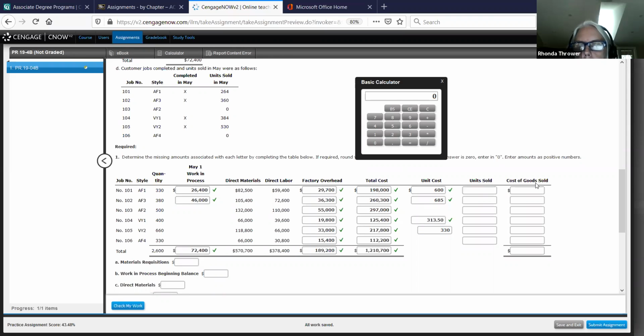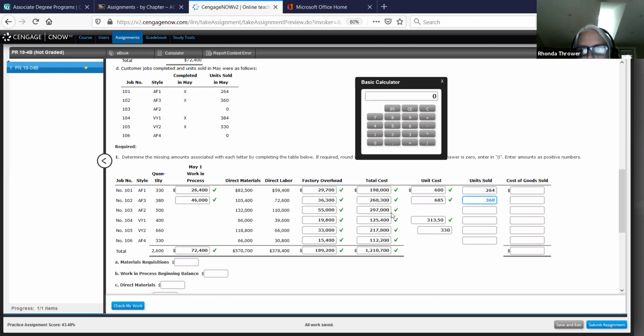To determine the cost of goods sold, we need to know what the units sold were. And in Part D, they told us that the units sold in May was 264 units. So we just write down what was given here. Job number 102, they sold 360 units. Job number 103 wasn't finished, so they didn't sell any of them.